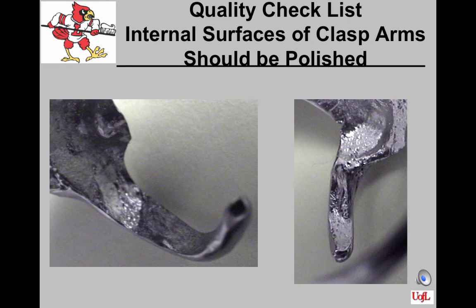The internal surfaces of the cast circumferential clasp should be polished. There should not be any rough areas that will affect the surface of the tooth or of a crown, if that happens to be a cast C on a crown. The terminus should not be a blunt, rough area. It should be tapered from the external surface to the internal surface.